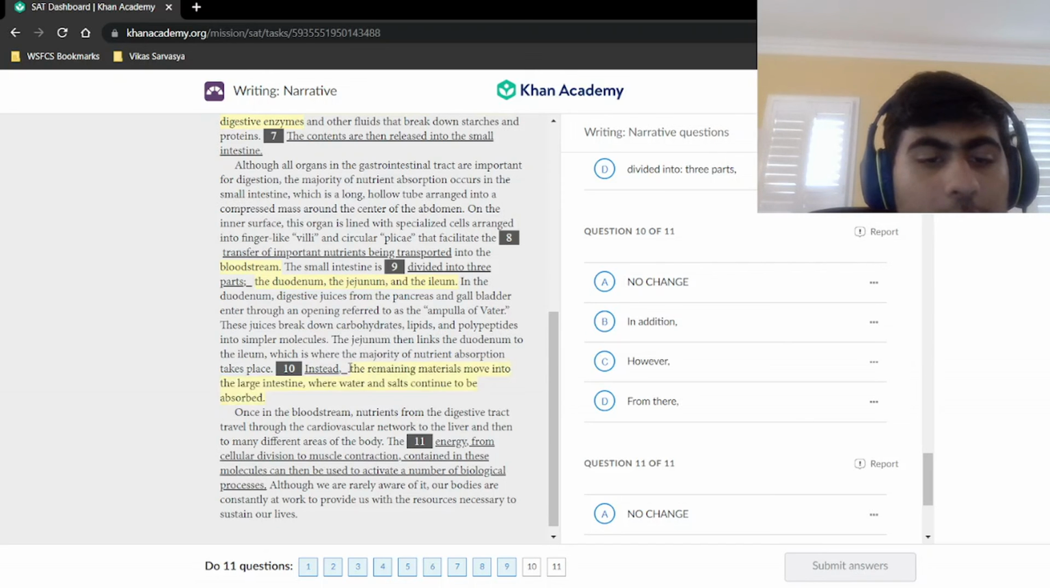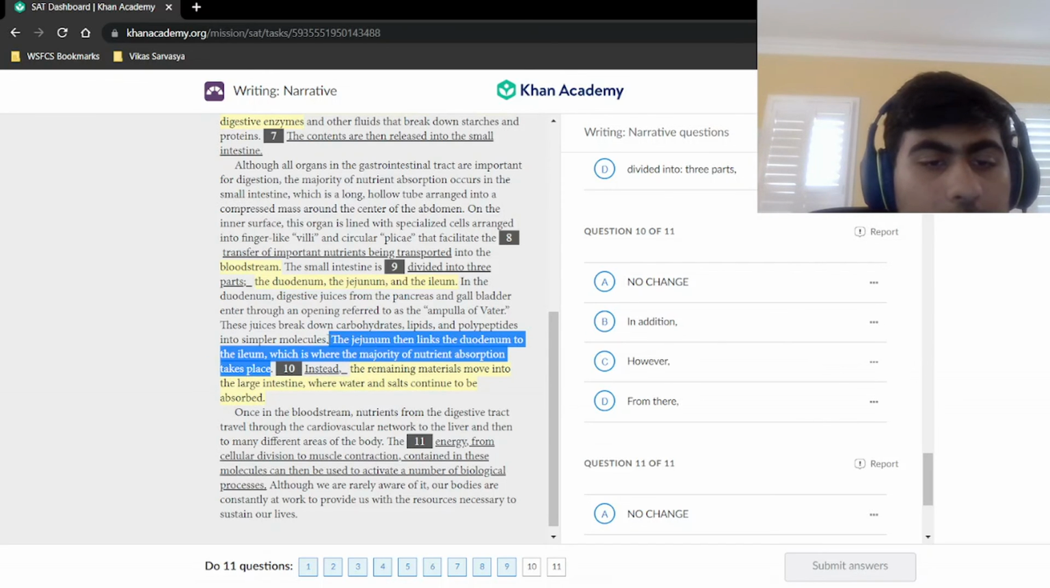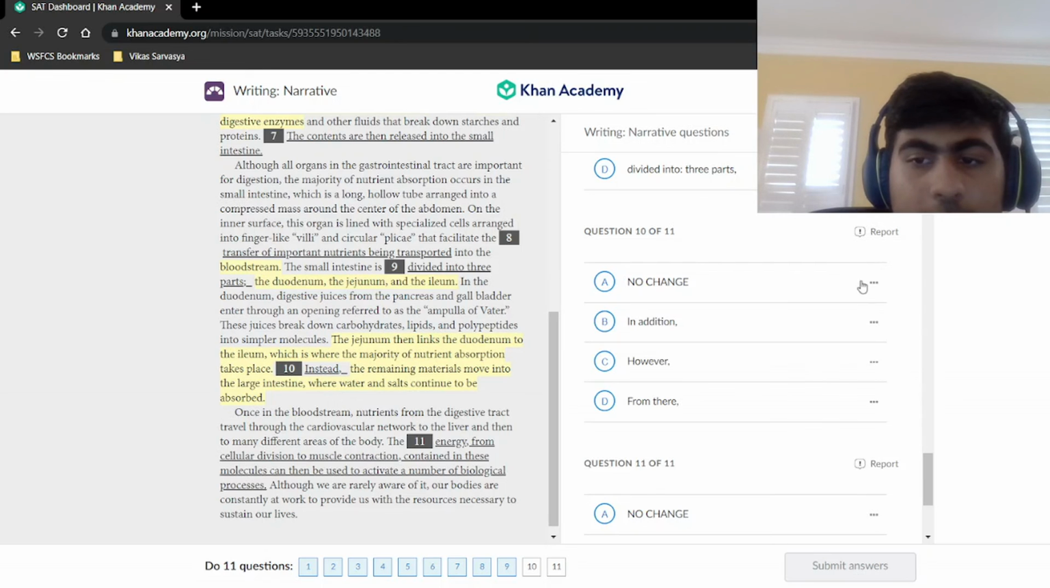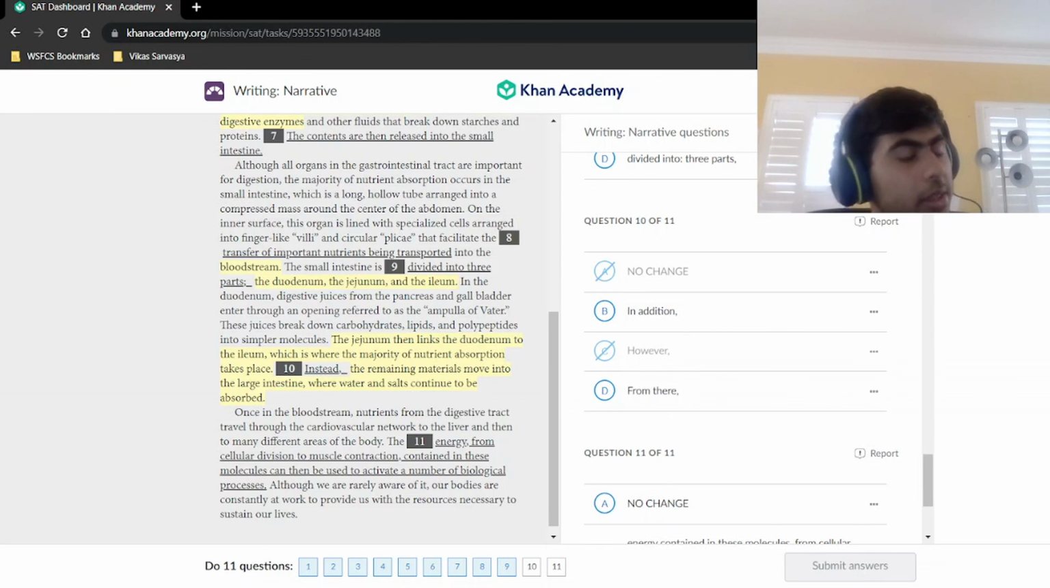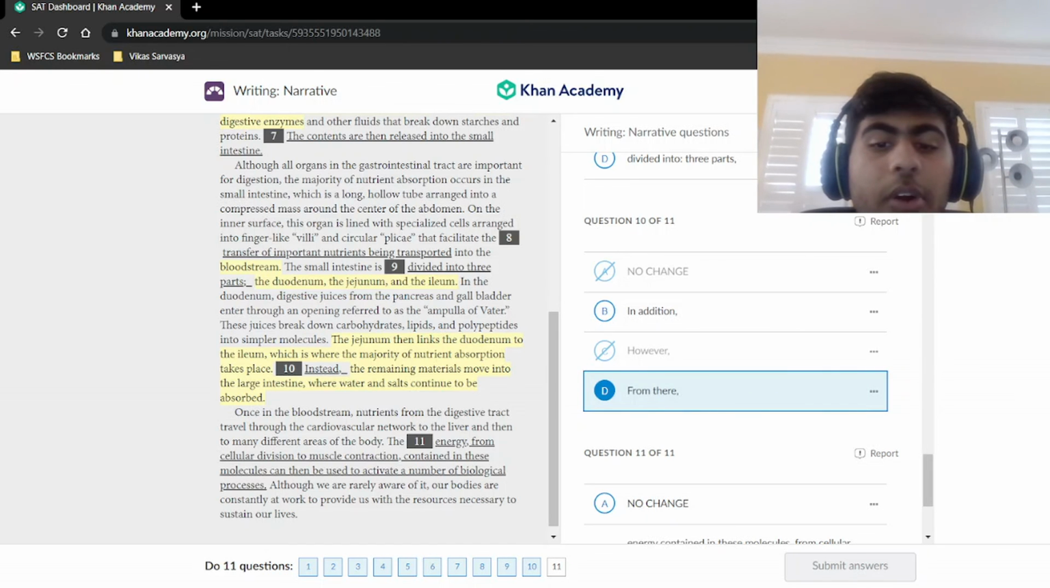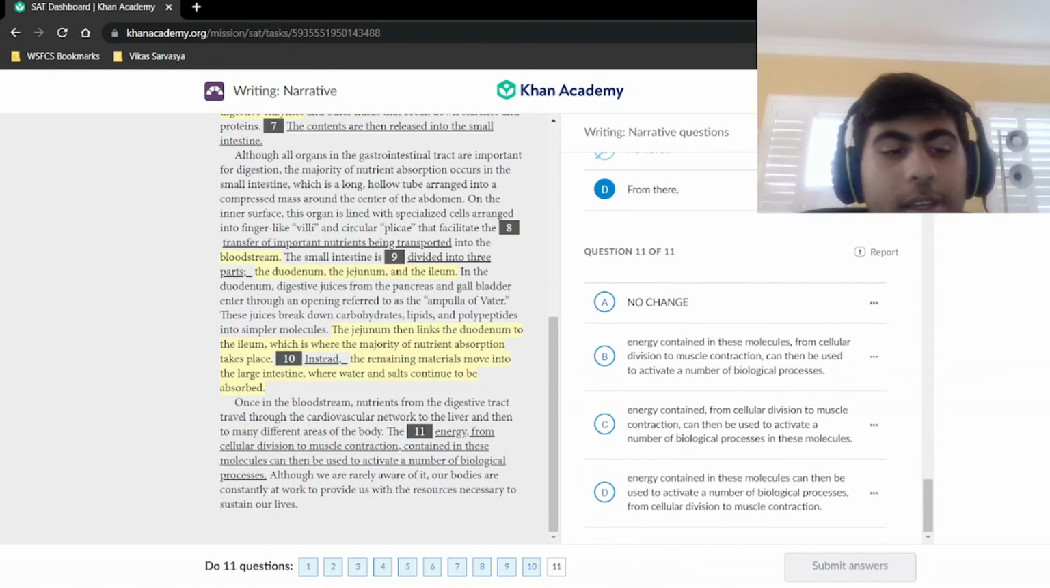So let's see, it's this part, right? It's not a contrast to this part. So you're not going to use the word instead, which is a contrast word, or however, which is also a contrast word. And then you have either in addition or from there. Well, it's a different topic, so you can't use the word in addition. You use the word from there, since we're starting from the ileum and we're saying from there, this happens. Once you got to this point, something else happened. So it's just a continuation instead of a similarity. So our answer is D, from there. And we can move on to the last question.